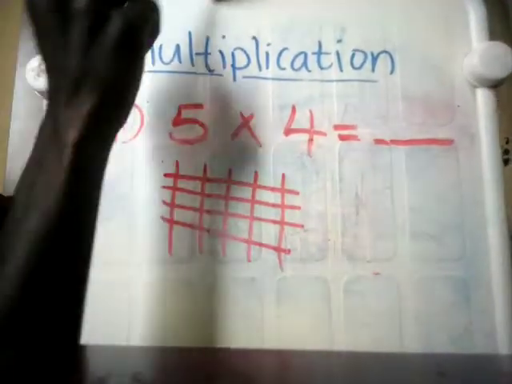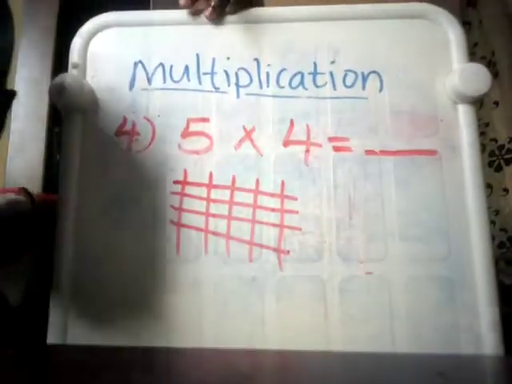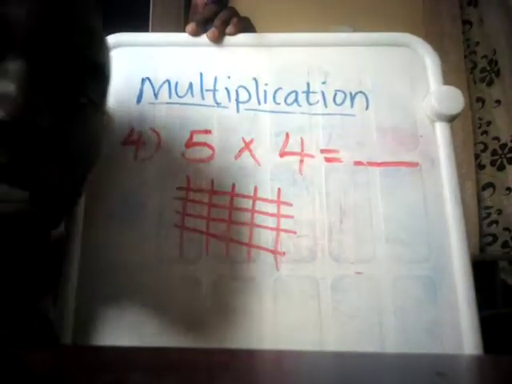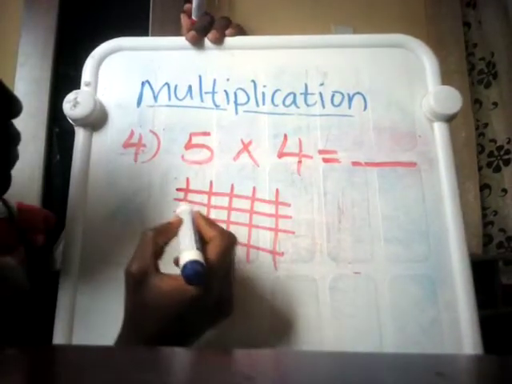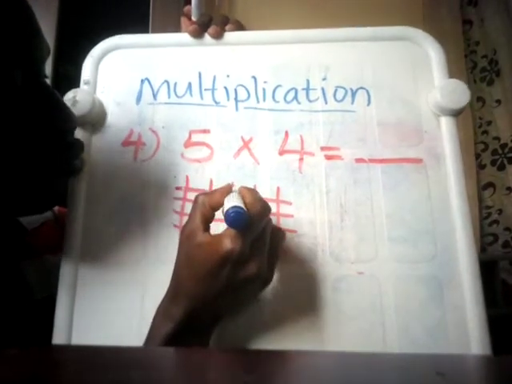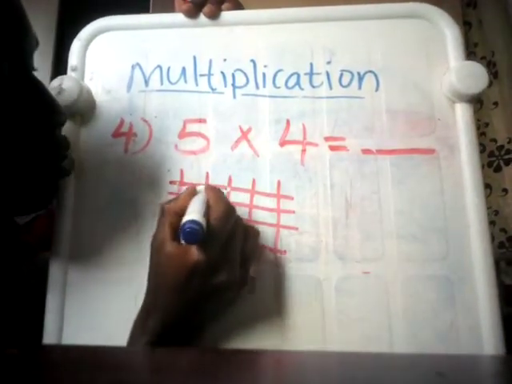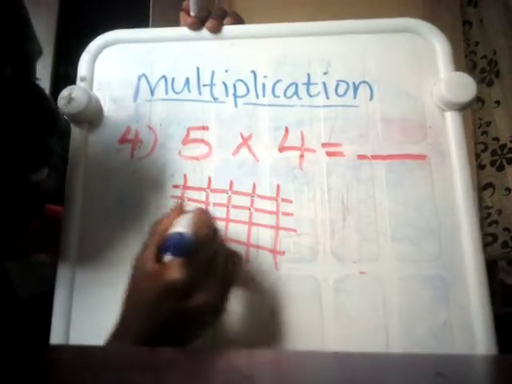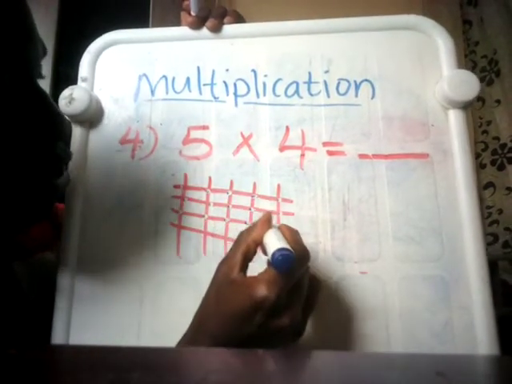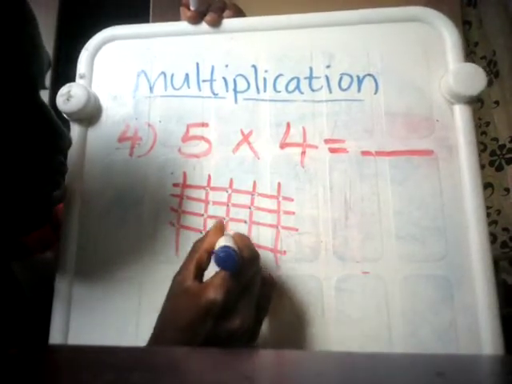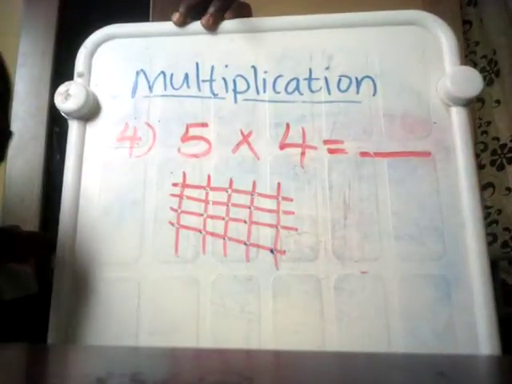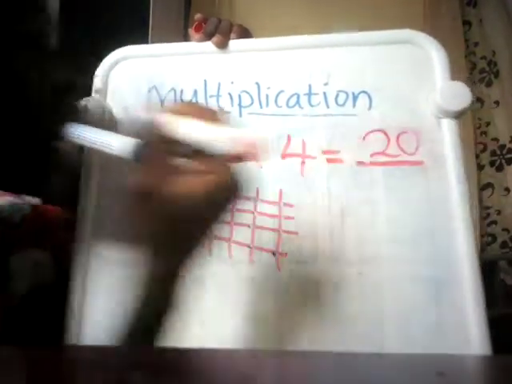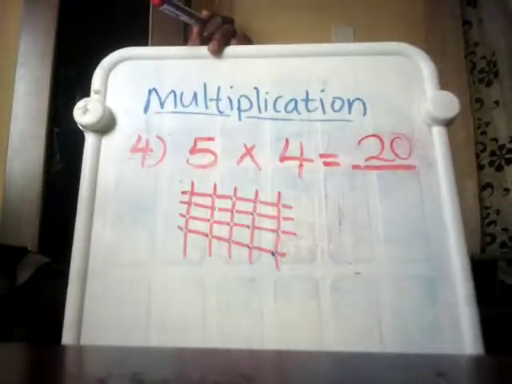Then from there, I said we count all the points where the rows and columns are meeting. 1, 2, 3, 4, 5, 6, 7, 8, 9, 10, 11, 12, 13, 14, 15, 16, 17, 18, 19, 20. So there are 20. 20 is our answer there.